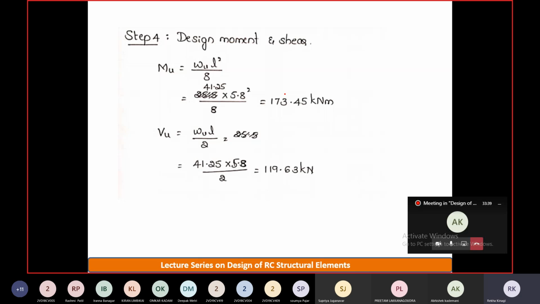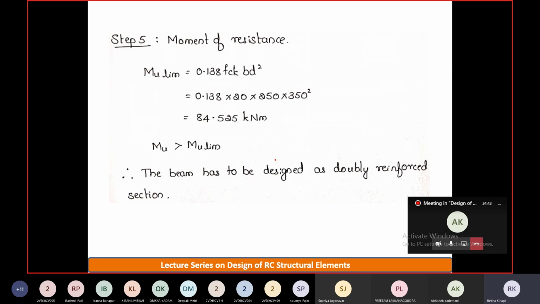That is, Mu limit is equal to 0.138 fck b d square. So fck is 20, b is 250 mm, d, that is effective depth, is 350 mm. So we get the Mu limit value as 84.52 into 10 to the power of 6 Newton millimeter, which can be converted into 84.525 kilonewton meter.